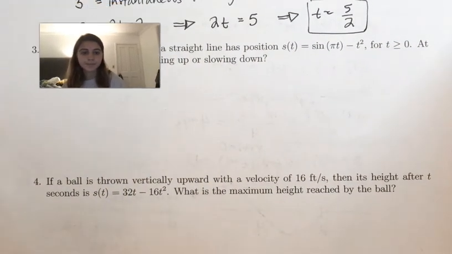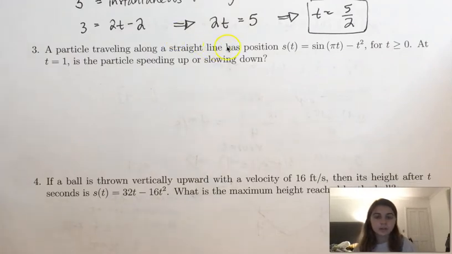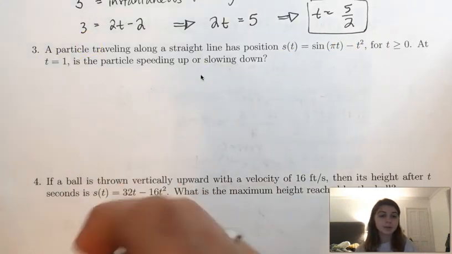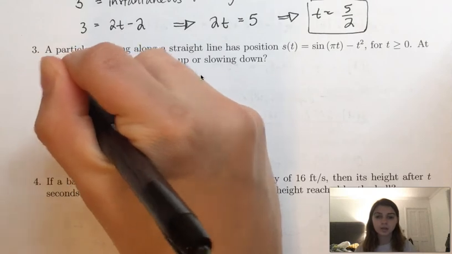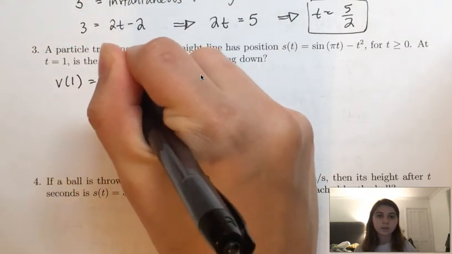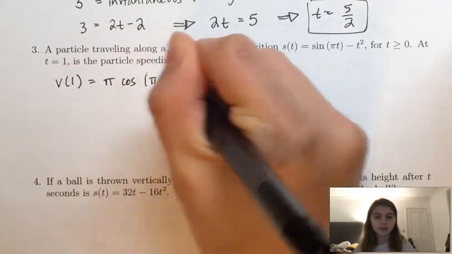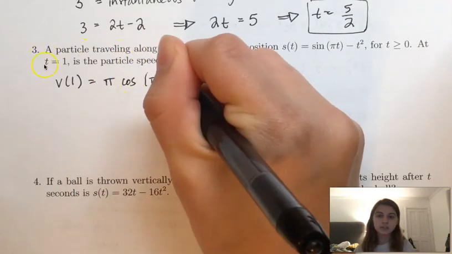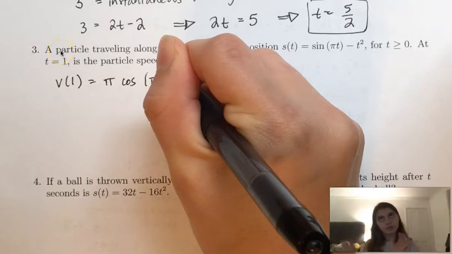Let's see. A particle traveling along a straight line, here's our position function. At t equals 1, is it speeding up or slowing down? So remember, for speeding up and slowing down, you need two things, velocity and acceleration. This time we're not going to do a full sign chart because it's asking just at t equals 1. So we don't need to find all the intervals in which it's speeding up or slowing down. We're just asking at that point in time, do they have the same sign, speeding up, or a different sign, slowing down?